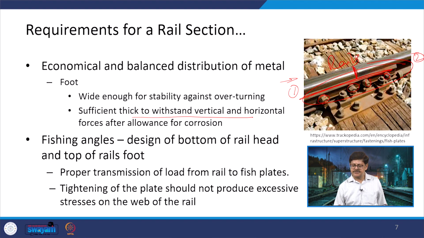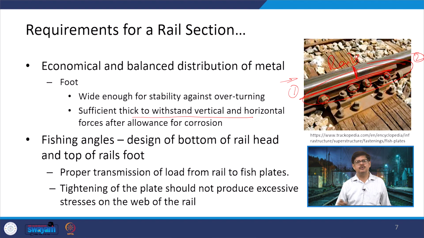Again, there is a level up to which these bolts need to be tightened, because there is a movement which is going to be there because of the thermal stresses in the rail. So, that is where this joint is being provided. The gap is there. So, contraction and expansion will be there.